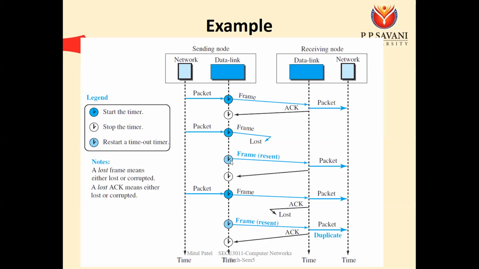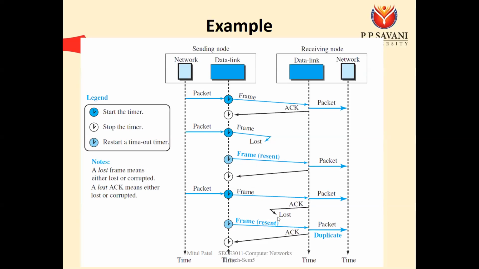Okay, so again it starts the timer and sends the frame again. Okay, so the same frame is sent again. But here in the second scenario, now the second time it is correctly received. Okay, and the receiver will send the acknowledgement to the sender. Now in the third case, we have sent the frame. Okay, and the receiver has correctly received it and the receiver has sent the acknowledgement.